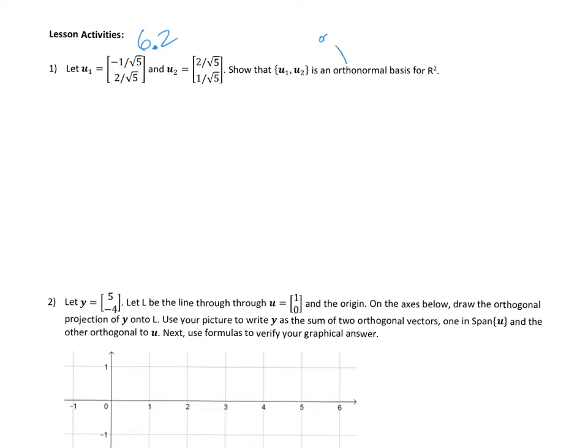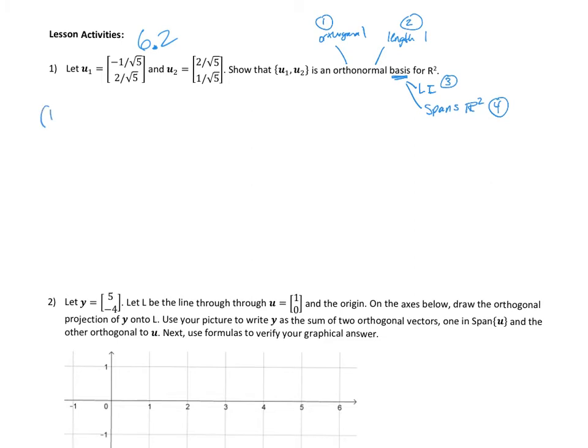So orthogonal, length 1. And then we also have to show it's a basis, and that involves two things: linearly independent and spanning R2 to be a basis for R2. Okay, so I have 4 things I need to show. So I'm going to label them 1, 2, 3, 4.